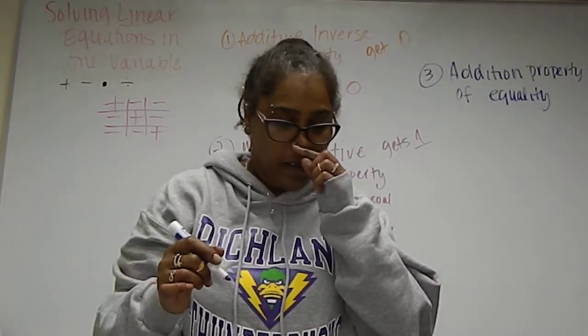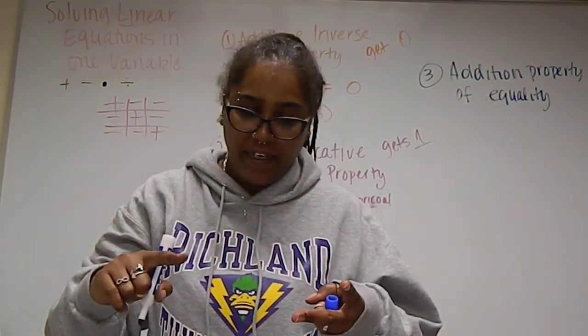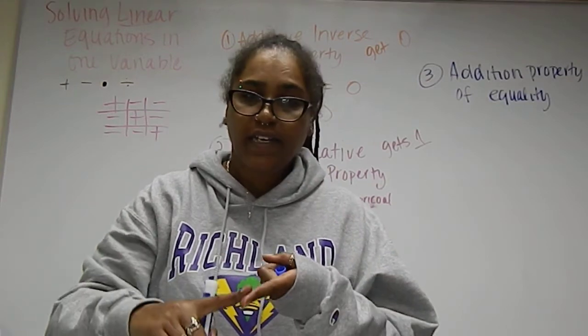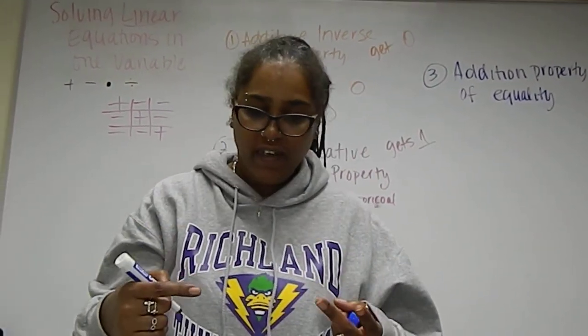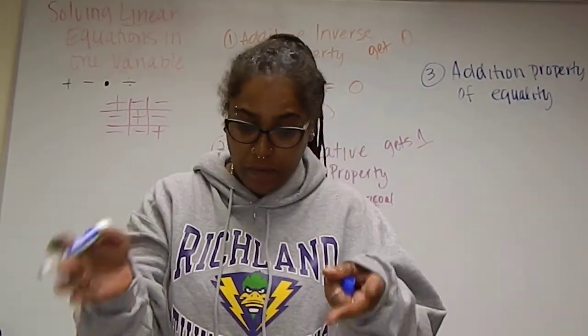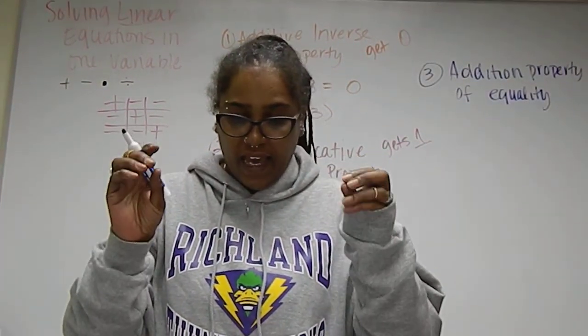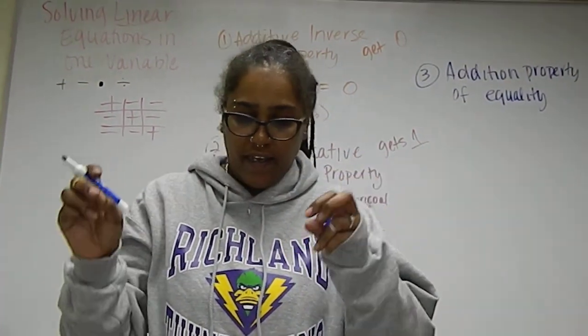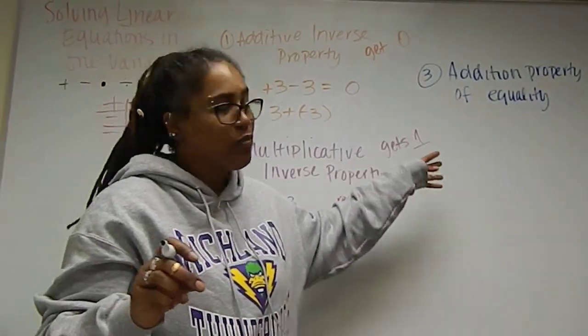Mind you, okay, I skipped over the additive identity property, the multiplicative identity property. The additive identity just says if you add 0, then you get what you started with. The multiplicative identity says if you multiply by 1, you get what you started with. But please go look those up. Look those up on Google, okay? The additive identity property and the multiplicative identity property. But what I'm going to go over with you right now is the addition property of equality.